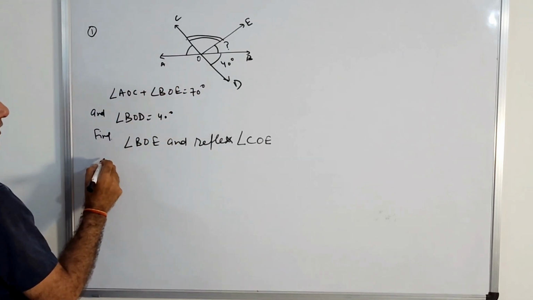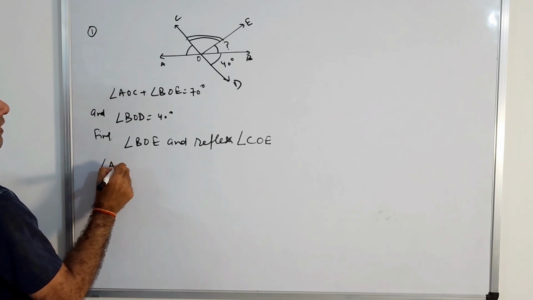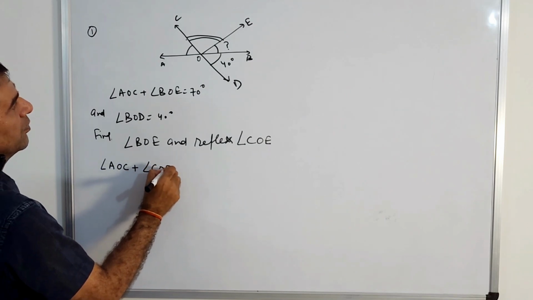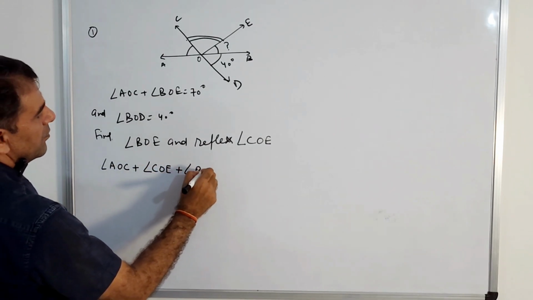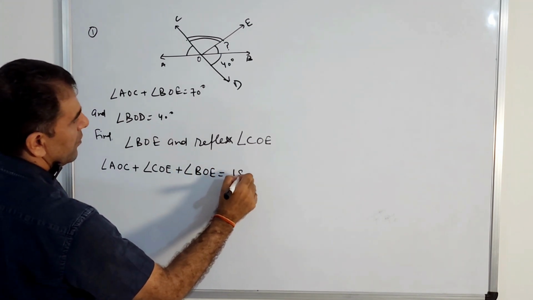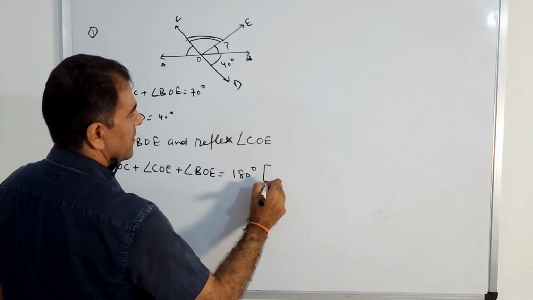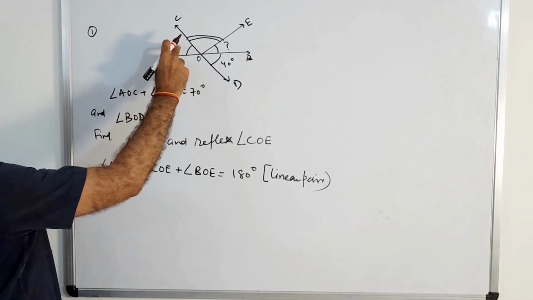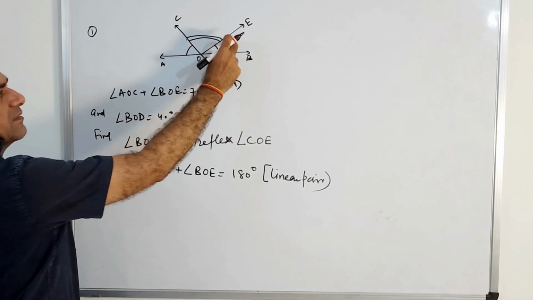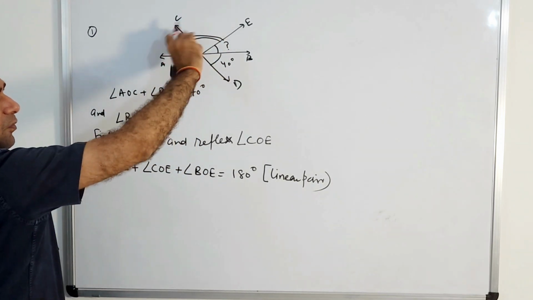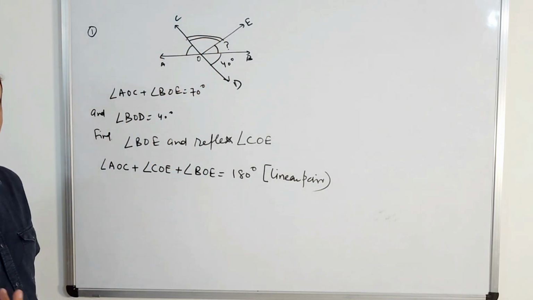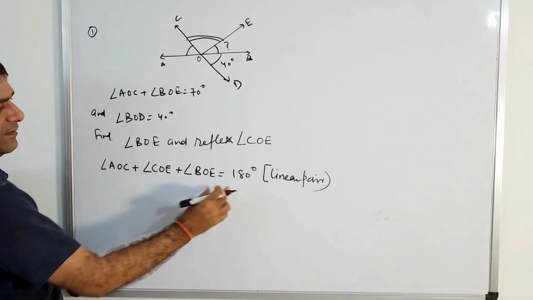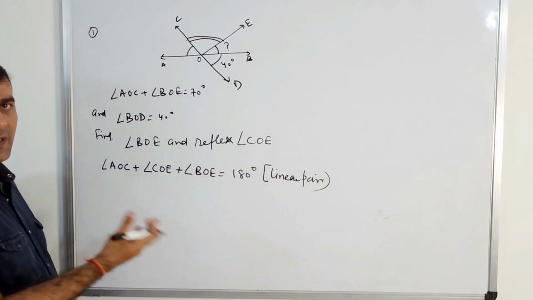Now we can write angle AOC plus angle COE plus angle BOE equals 180 degrees. Why? This is a linear pair. Just look at this. This angle plus this angle plus this angle is a total of 180 degrees. Very simple. It's on the same line. We call it a linear pair.